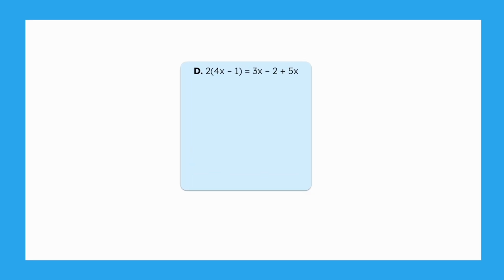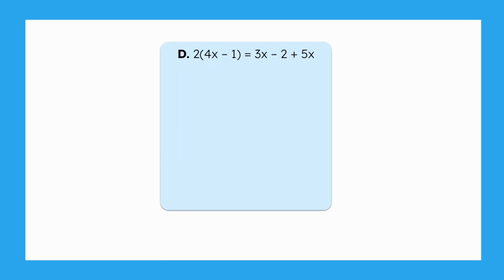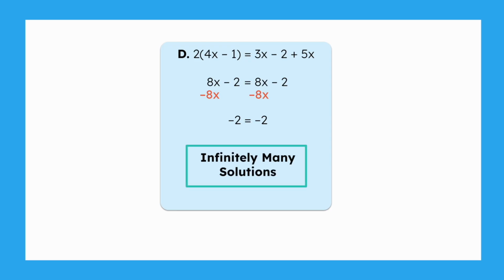Finally, equation D is 2 times the quantity 4x minus 1 equals 3x minus 2 plus 5x. I started by distributing 2 on the left, which gave me 8x minus 2, and I combined like terms on the right side to get 8x minus 2. I subtracted 8x from both sides, which cancels both of my variable terms, and I'm left with -2 equals -2. Since this statement is always true, there are infinitely many solutions to this equation.